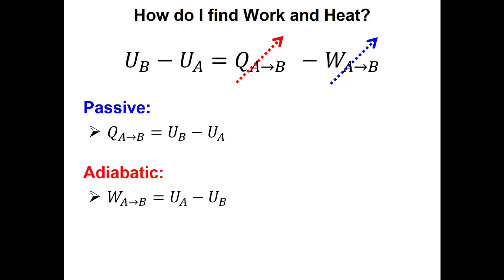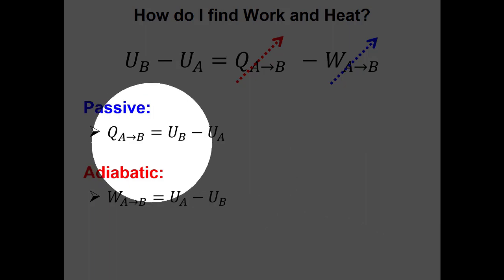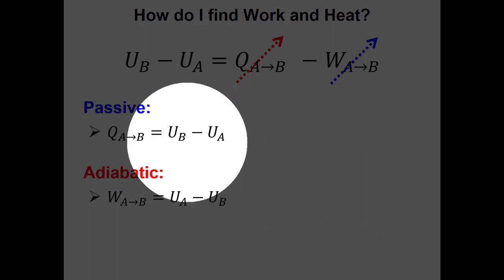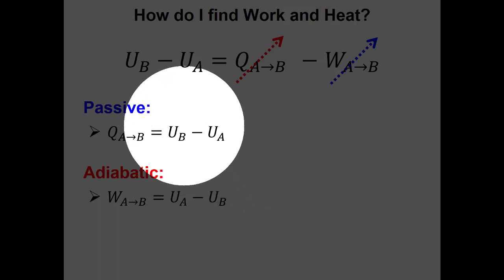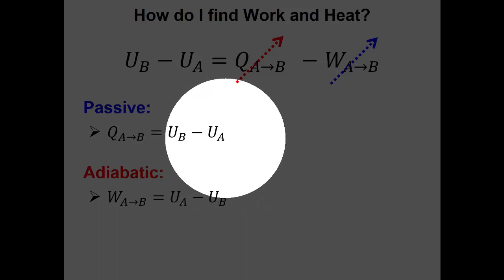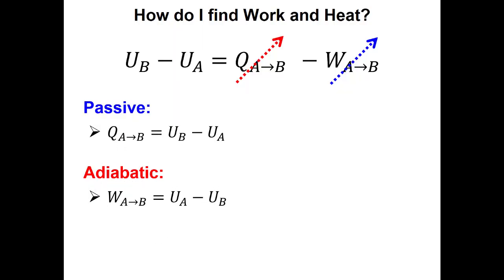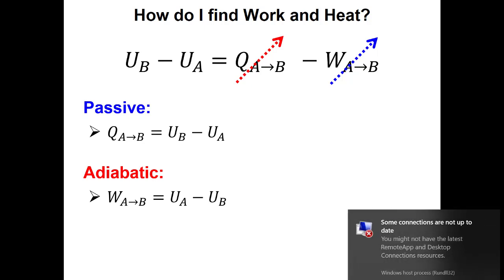And in that case, we'll find that Q, as we move between state A and state B, is going to be UB minus UA, or U at the end of the process minus U at the beginning of the process. And if the process is adiabatic, meaning perfectly insulated, so no heat transfer, then we'll try to find the work, and the work is going to be U at the beginning of the process minus U at the end of the process. You don't have to memorize these things because they come right from the first law.